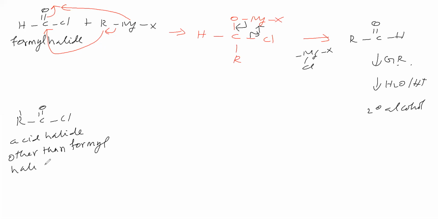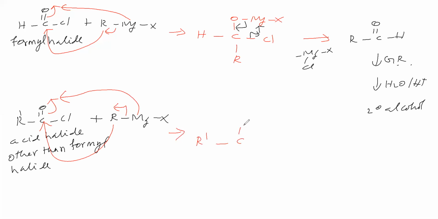Acid halide other than formyl halide will be taken. This is treated with a Grignard reagent. What is happening? You see, this bond is migrating to R, this R is attacking here, this bond is migrating, and Mg is attacking this oxygen. Therefore, we'll get R'-C-O making a bond with Mg and X.